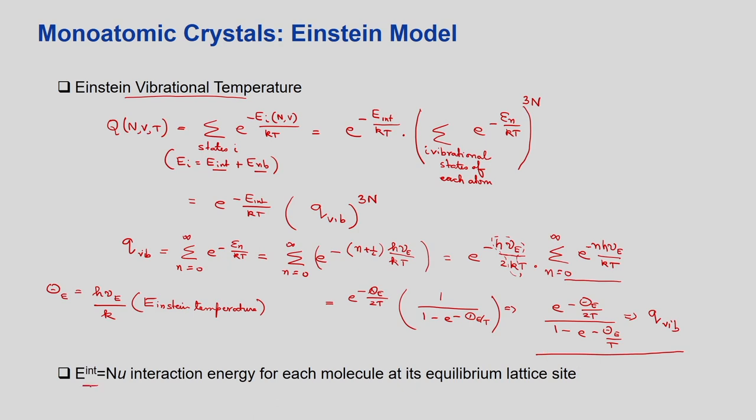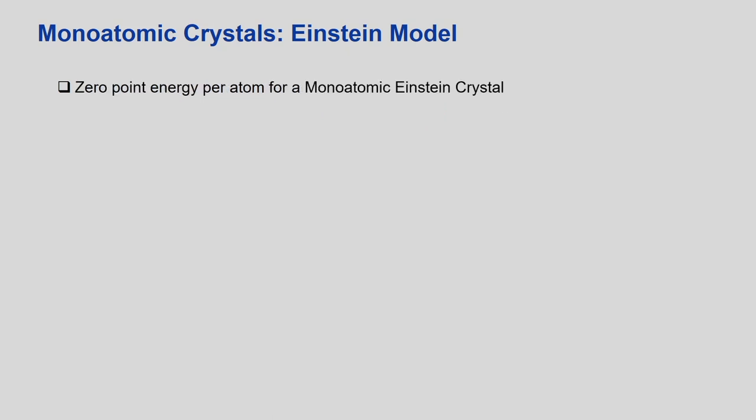Now, as I already told you, this interaction term is N into u, meaning the number of molecules is N, multiplied by u for each molecule. And what is this u? u is the interaction energy per atom at its equilibrium lattice sites. This is a constant. So remember, it does not make any difference with the vibrational temperature, it is only a constant. Now let us find out the zero point energy per atom for a monoatomic Einstein crystal.